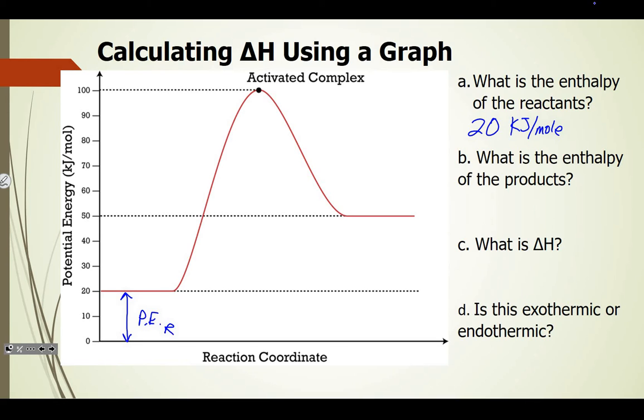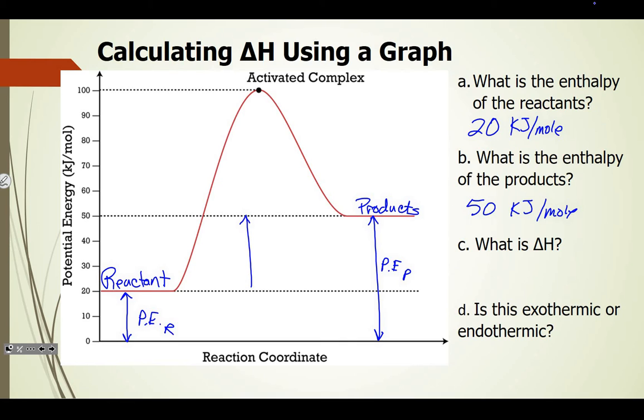What would be the enthalpy of the products? Well, here's my products, right? Okay, so it'd be 50 kilojoules per mole. And I could label this as products. I could label this as reactants. Okay, the next question. What is delta H? Good. How'd you get that? The 50 minus the 20, right? That's my delta H. Will it be positive or negative? Positive. So when we write delta H, we're always going to put the positive or the negative in front, and we'll say 30 kilojoules per mole.